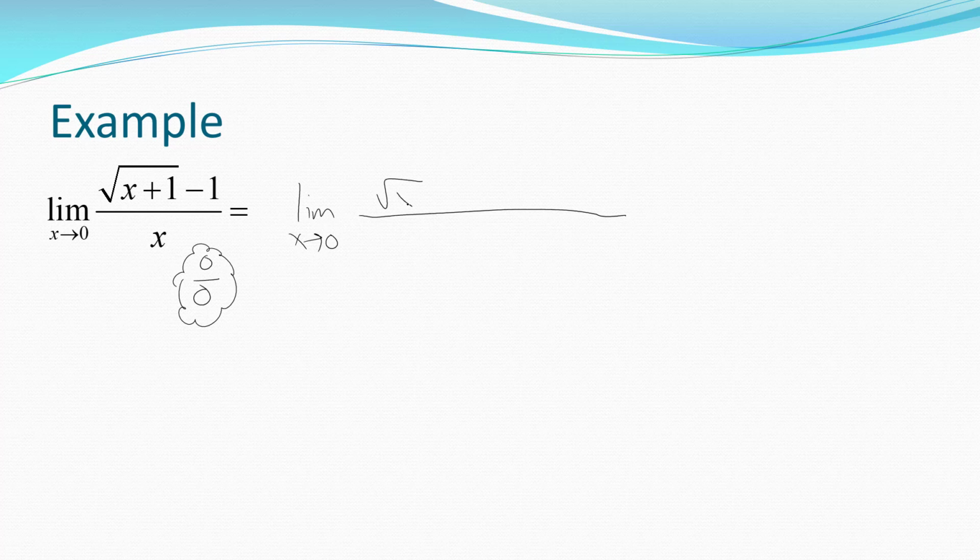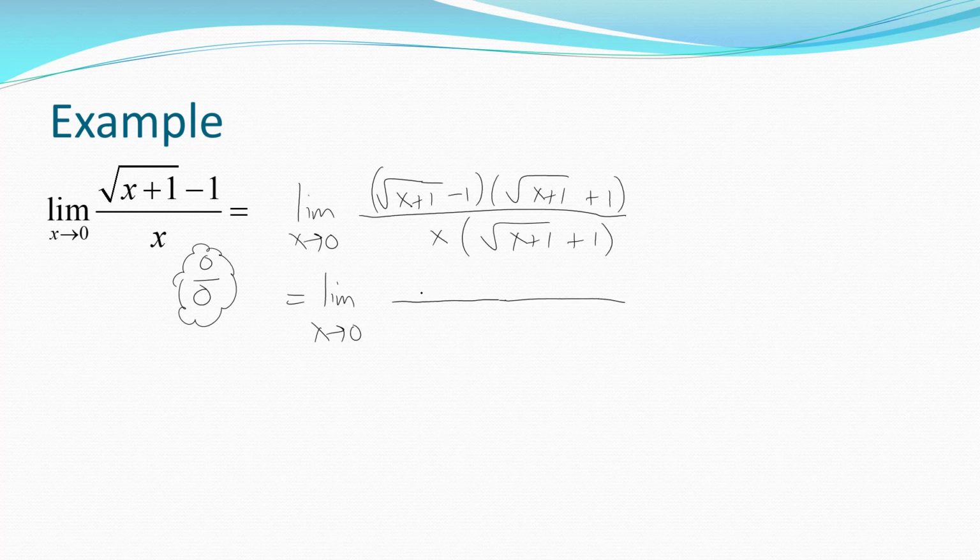So you have the square root of x plus 1 minus 1, and I'll multiply that by the square root of x plus 1 plus 1, and I'll do the exact same thing in the denominator, multiplying by the square root of x plus 1 plus 1. This then equals, you get the limit as x approaches 0 of, in the numerator, that sets up a difference of squares. So I take the square root of x plus 1 and square it to get x plus 1. And then I subtract, I take 1 and square it, and I get 1.